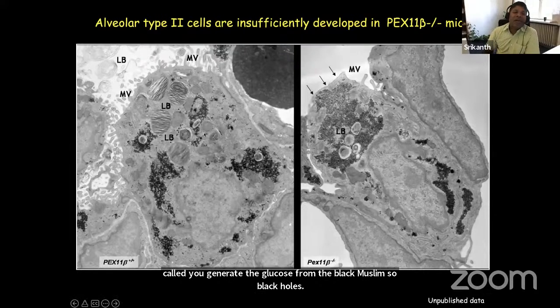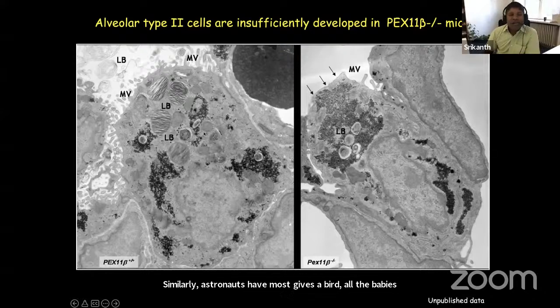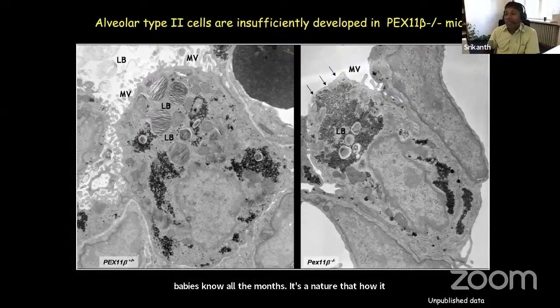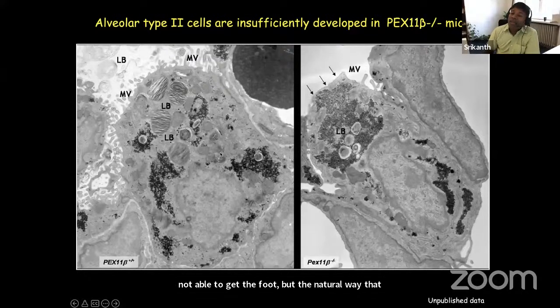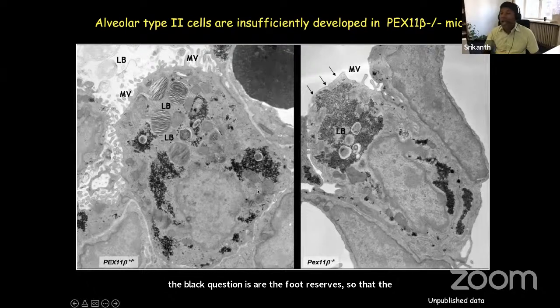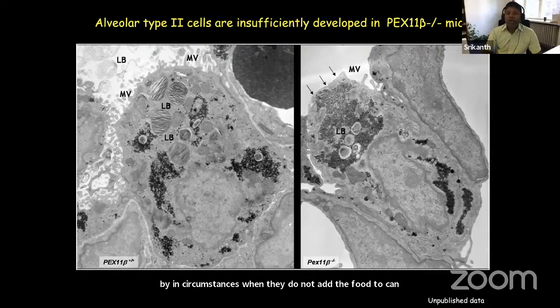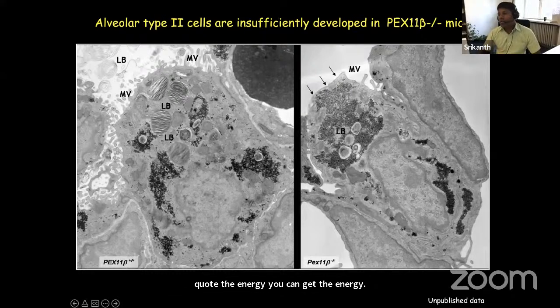Similarly, as soon as the mouse gives birth, all the babies have it. It's nature, how it's actually incorporated into our body without our knowing. Even if the mother in any circumstances is not able to provide milk, or the babies have some problem and cannot get the food, nature has arranged that in all the cells of the body there's a huge deposition of glycogen. I'm talking about one cell, and you have so much deposition of glycogen. Like that, you have billions of cells and millions of tissues. Everywhere you see typical deposition of glycogen. These are the food reserves, so that in circumstances when you do not have food, you can get the energy by conversion of this glycogen to glucose. That's the reason you see these things.